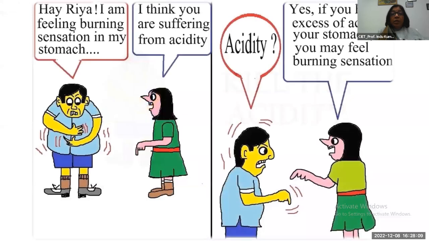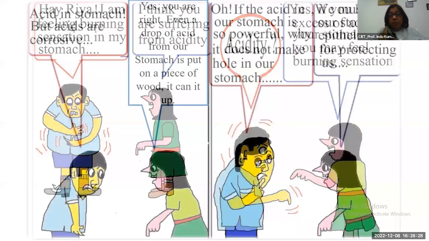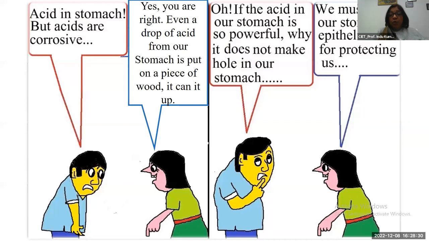So here is the concept of epithelial cell acidity and how epithelial cells protect our stomach from the acid which is formed in our stomach. It is shown with the help of an interesting comic strip. So that is how we can pick and choose content to discuss a concept, a procedure, or a fact.